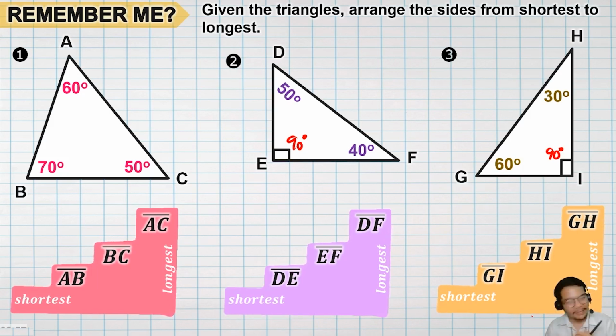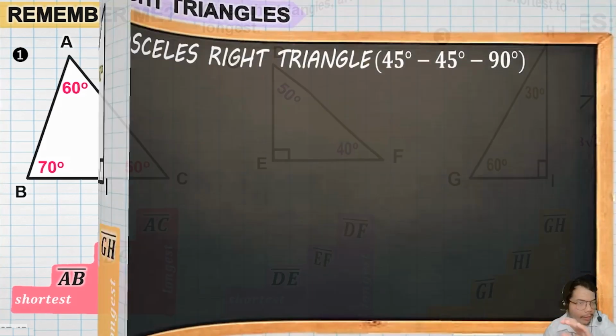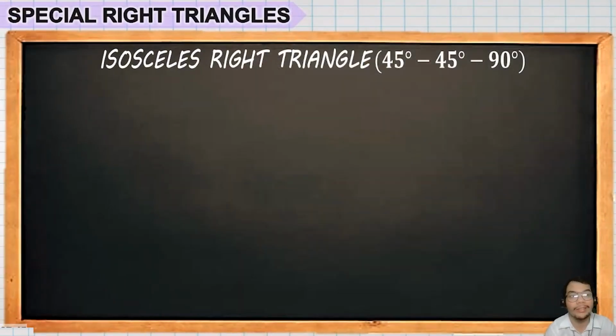Ayan. So it is also important for us to understand how to identify the shortest up to the longest side of a given triangle given the angles. Because later on, as we understand one of the special right triangles, magagamit natin tong strategy na to or yung idea na to. Let's already start with the first special right triangle that we'll be discussing for today. And it's gonna be the isosceles right triangle. And this is also called the 45-45-90 triangle.